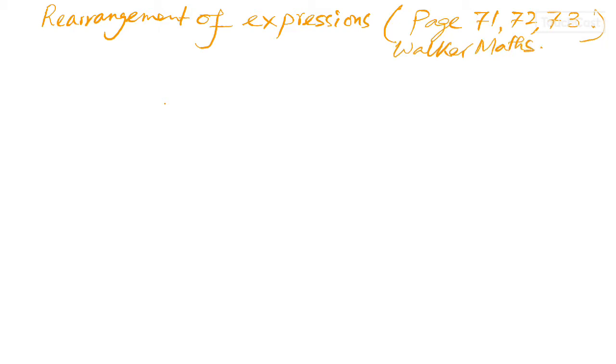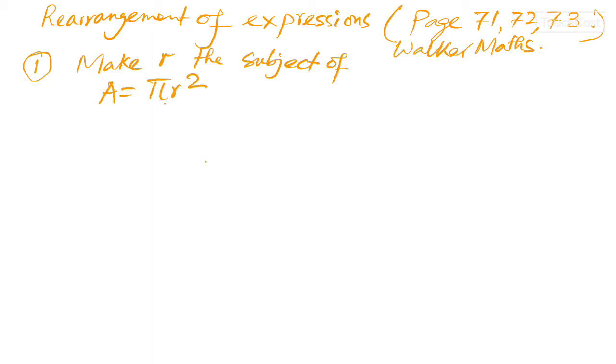When I'm finished with this video and upload it to YouTube, please watch it, and that might give you a certain kind of advantage in rearranging the expressions. Most of the students, for some reason, find it quite difficult. So let's look at question number 1, and it says make R the subject of A equals pi R squared.